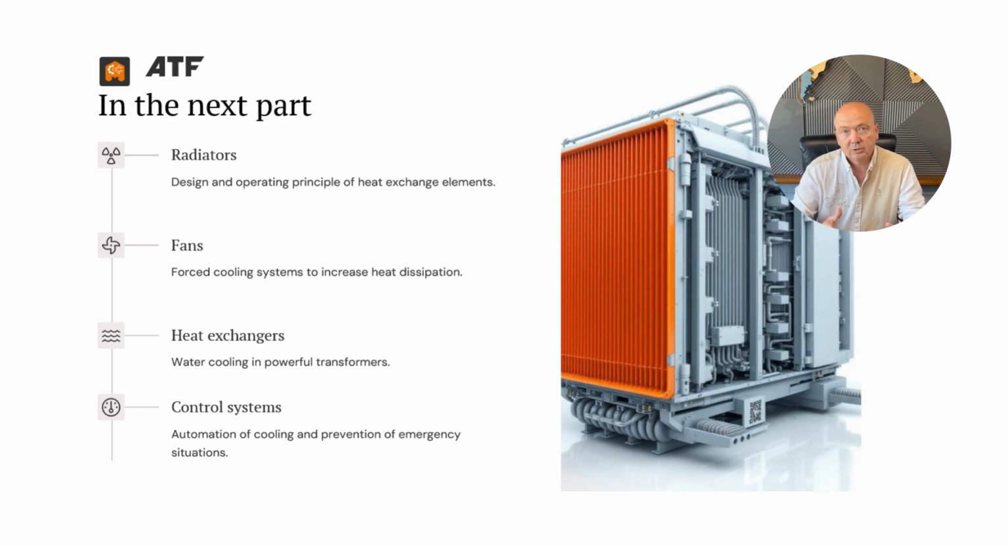Today we covered 3 key aspects of efficient transformer cooling: where heat comes from and why it's inevitable, how oil helps to remove it, and which temperature thresholds must not be crossed. In the next video, we'll go further into the subject of cooling. We'll look at the components that make cooling possible: radiators, fans, pumps, and heat exchange systems.